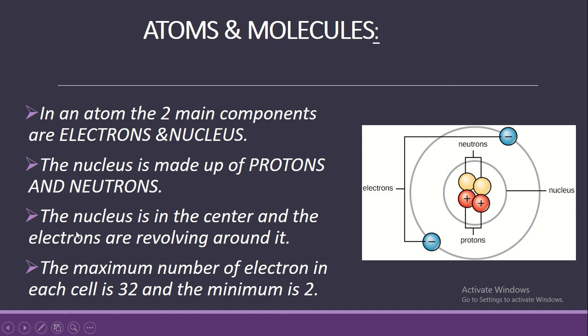The maximum number of electrons in each shell is 32 and the minimum is 2. So a minimum of 2 electrons are present in each shell. It is called the shell.